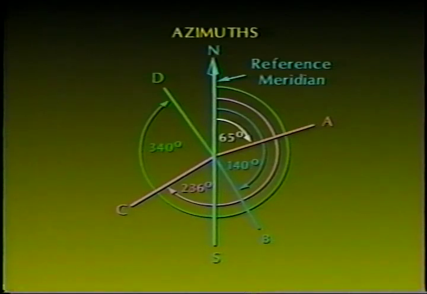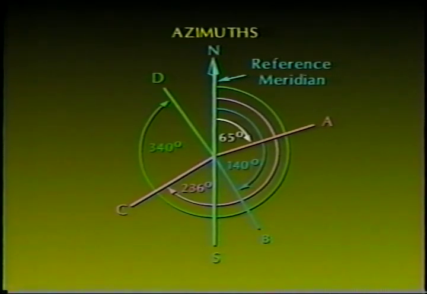Just like bearings, azimuths may be based on true, magnetic, assumed, or grid meridians. They may also be forward or back azimuths. Forward azimuths, which are shown here, are converted to back azimuths and vice versa by adding or subtracting 180 degrees.